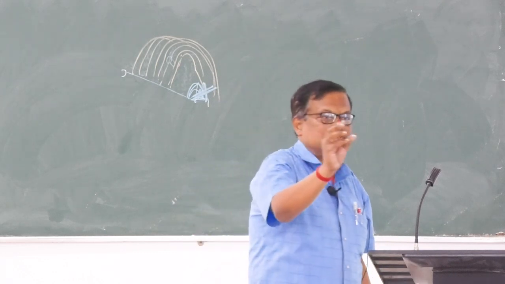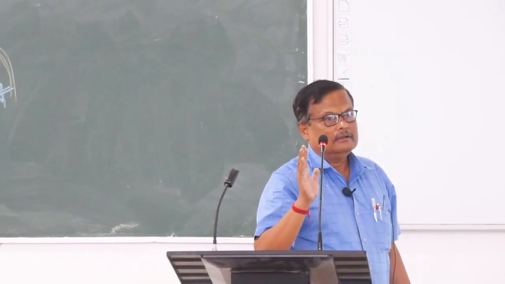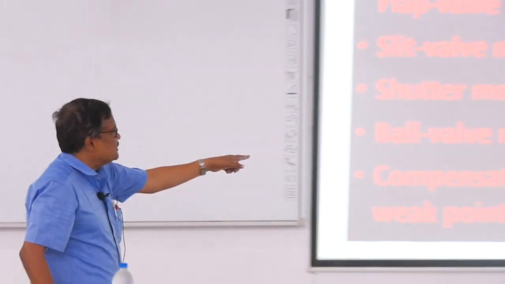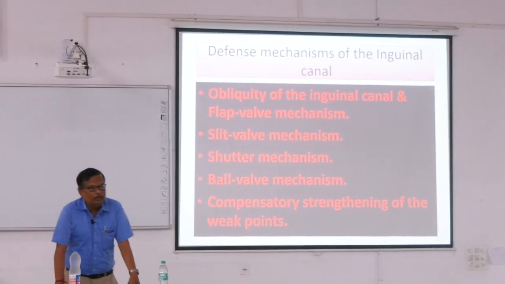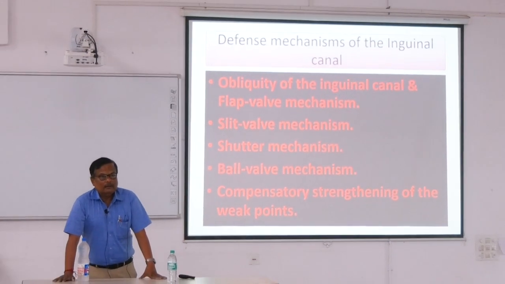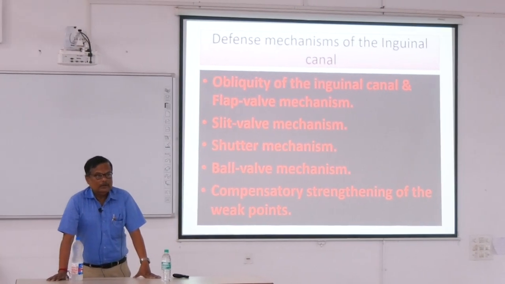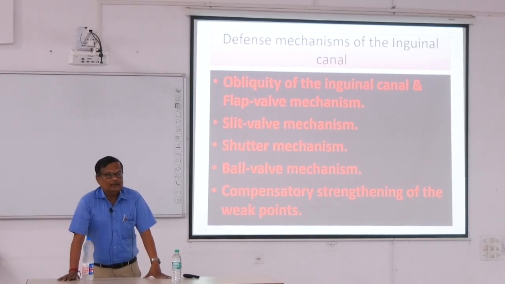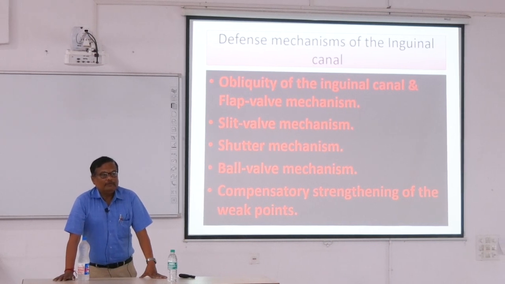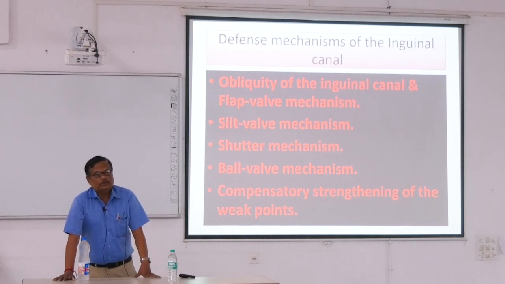Two deficiencies, two strengthenings. So what should we write under compensatory strengthening of the weak points? I just wrote the headline. Number 1, there is a weakness in the posterior wall at the deep inguinal ring, which is compensated by the internal oblique fibers in the anterior wall. And in the anterior wall, there is a weakness in the superficial inguinal ring, which is compensated in the posterior wall by A, conjoint tendon, and B, reflected part of the inguinal ligament.